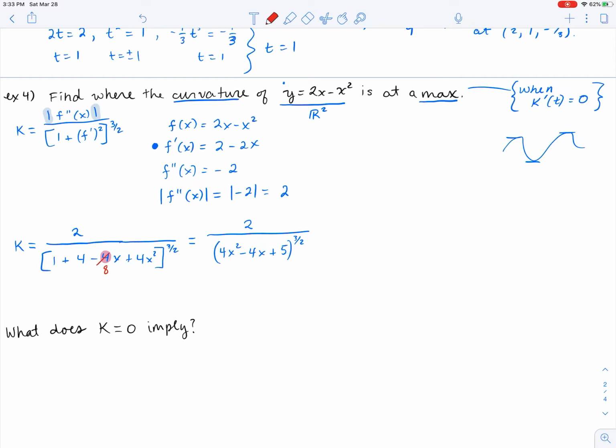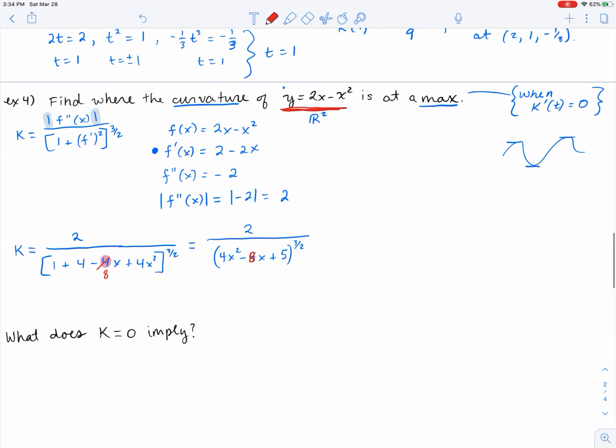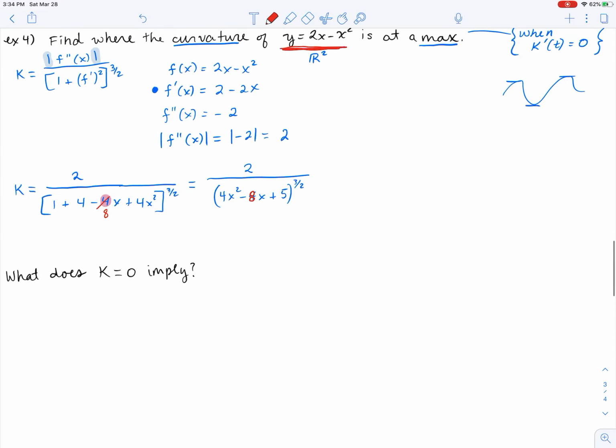I needed to double that product, so that should be an 8, not a 4. And so this should be an 8. Okay, so this is the formula to find the curvature of this parabola, and it's going to depend on x. I may need more room, but that's okay.